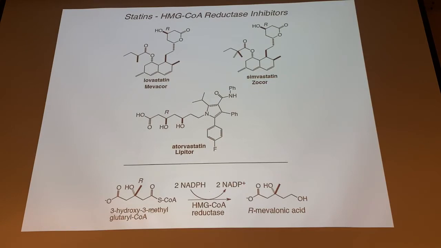And what do they inhibit? They inhibit HMG-CoA reductase, and they limit the amount of cholesterol produced in the body. So this will dramatically lower the number of LDLs the person has in the body, and that correlates with a better outcome as far as heart disease and cancer and a number of other conditions.